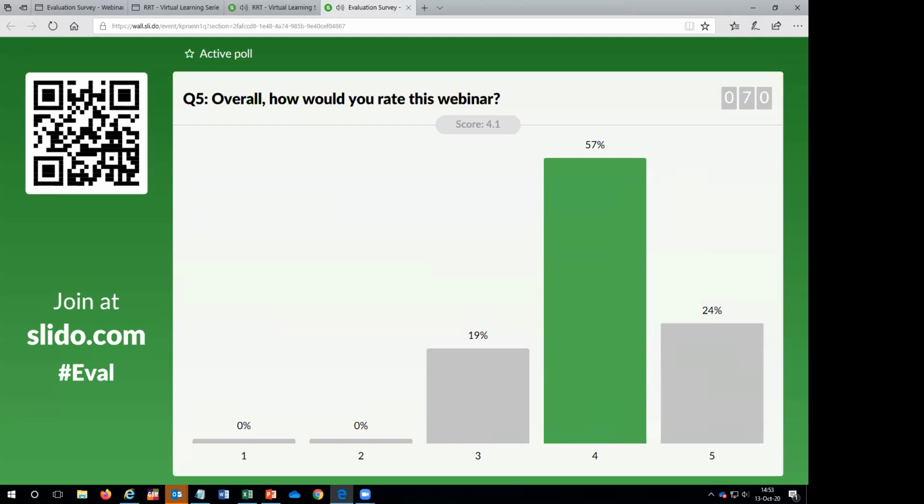Yes, so there is a new code, new passcode for this activity. The password is eval. So probably this was one of the things that stopped people.